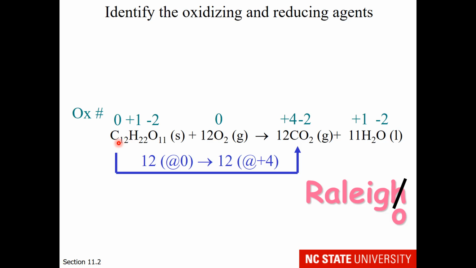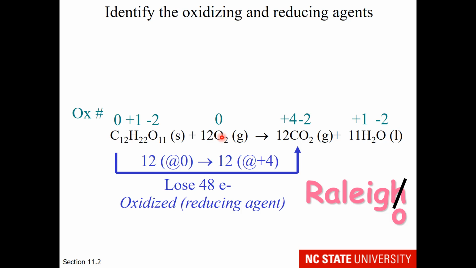Is it being oxidized or reduced? I hope you think it's being oxidized, and oxidation is losing electrons. So we have actually lost 48 electrons over all 12 carbons. Since the carbon is oxidized, what agent is it? It is the reducing agent. So the carbon in our sugar is the reducing agent.